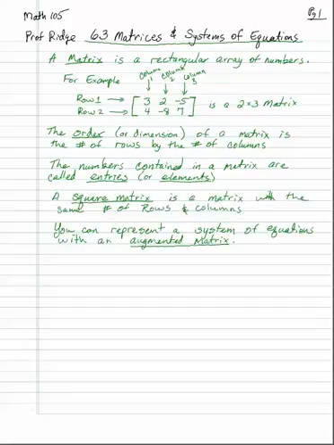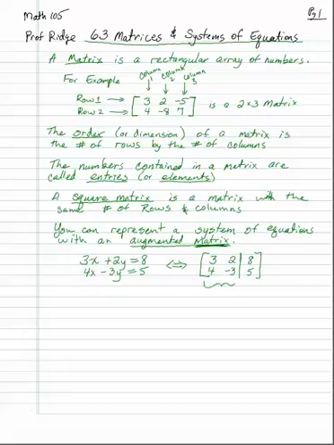You can represent a system of equations with an augmented matrix. So let's look at an example. If I had 3x plus 2y equals 8 and 4x minus 3y equals 5, that's the same thing as the matrix 3, 2, 8, 4, -3, 5. It's called an augmented matrix because we're putting together two different matrices. And by the way, matrix is singular for a rectangular array of numbers, and matrices is just the plural form of matrix.